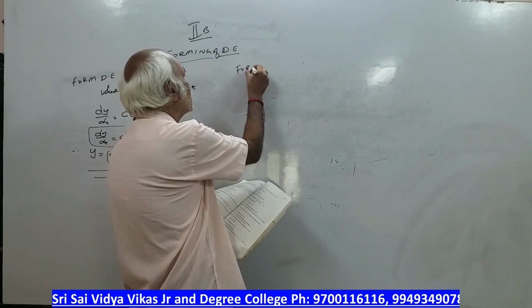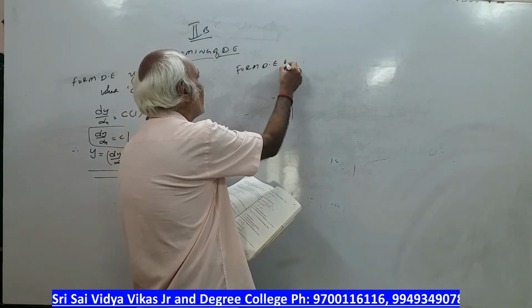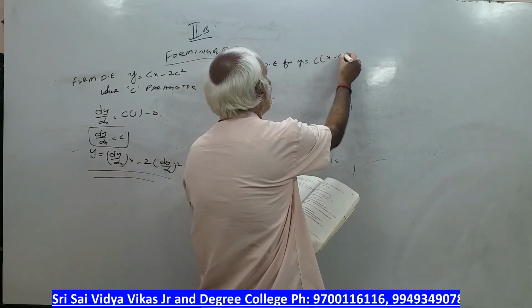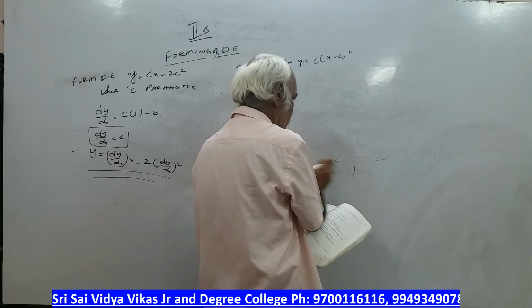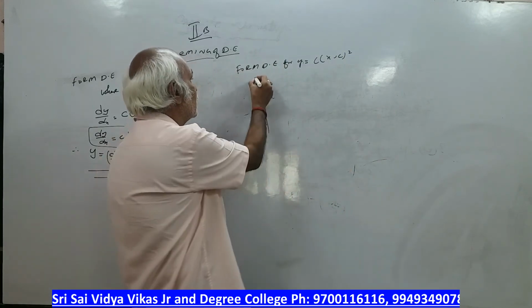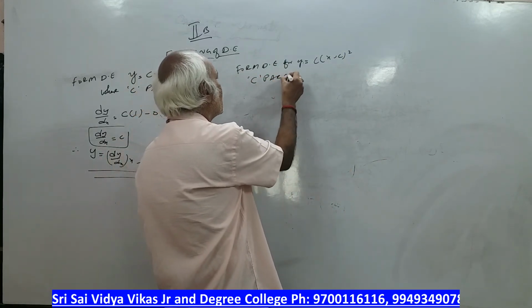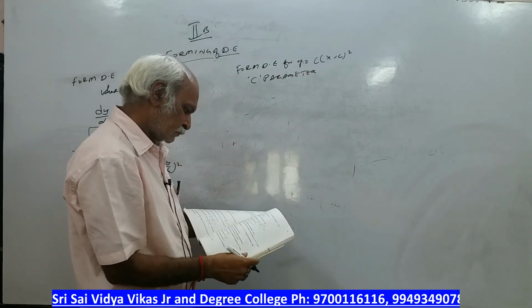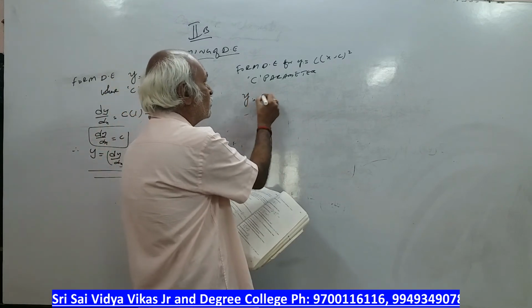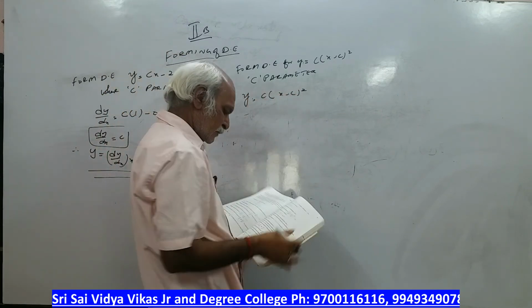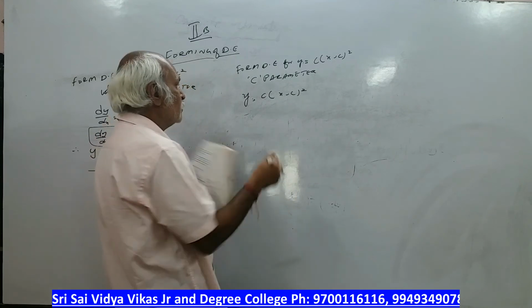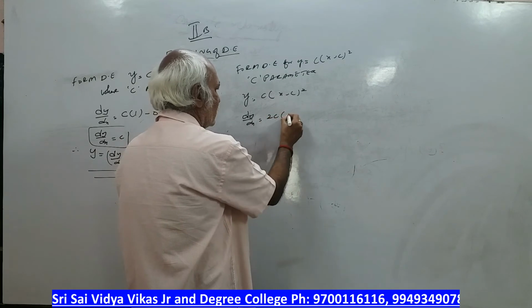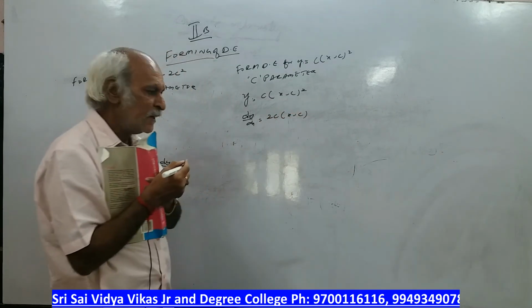Form differential equation for y is equal to c into (x minus c) whole square, where c is the parameter, right? Therefore, y is equal to c into (x minus c) whole square, right? Now dy/dx is equal to what? 2c into (x minus c), right?